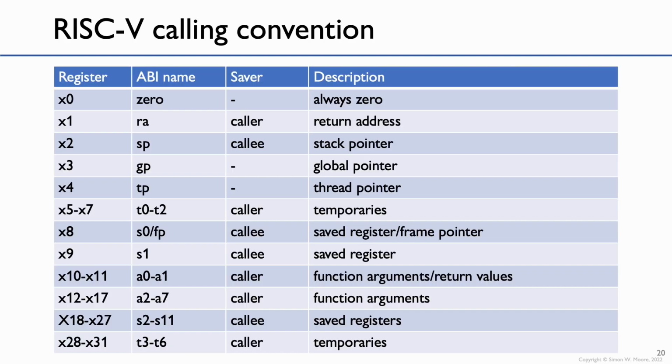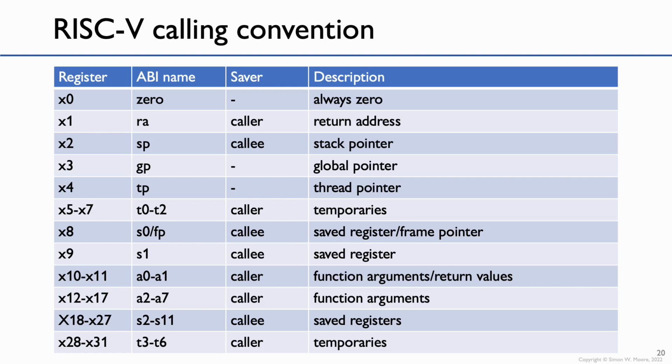Let's look at the RISC-V calling convention. This is what is used by the compiler and linker, and how library calls are done as well. Whenever we do a subroutine call, by convention, this is how particular registers get used.